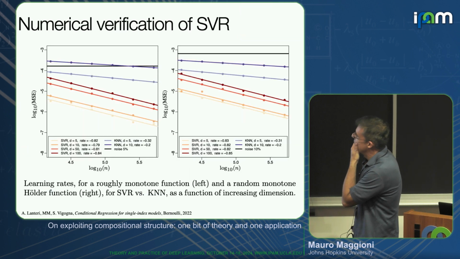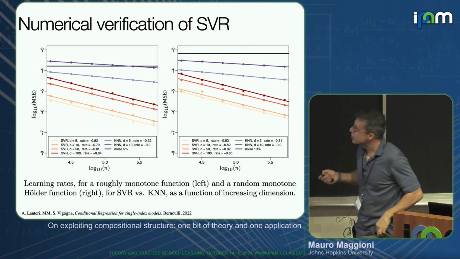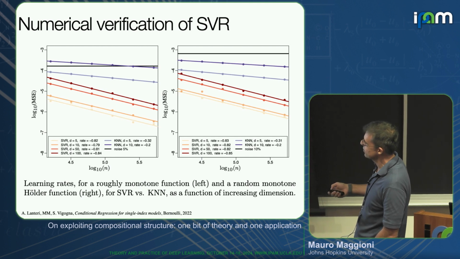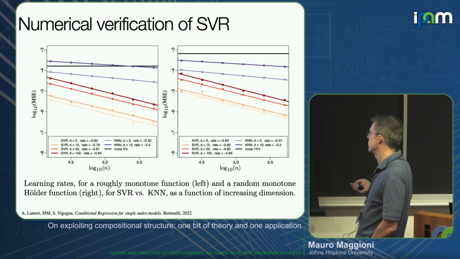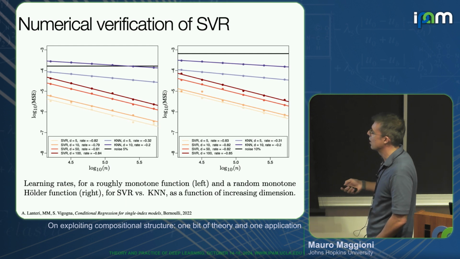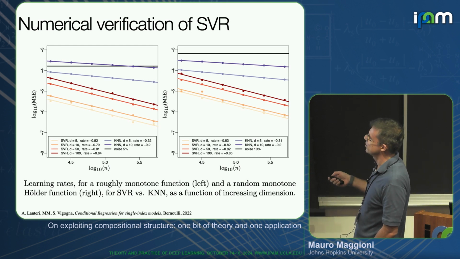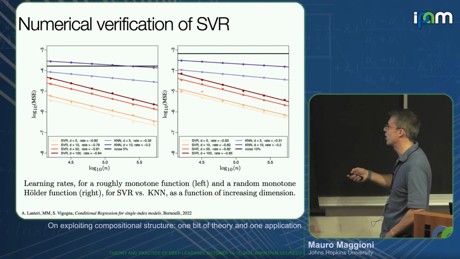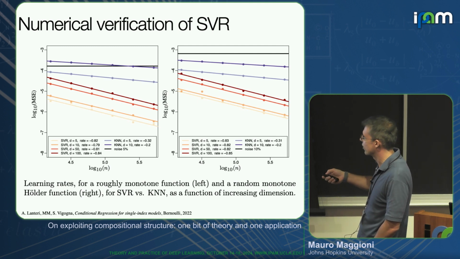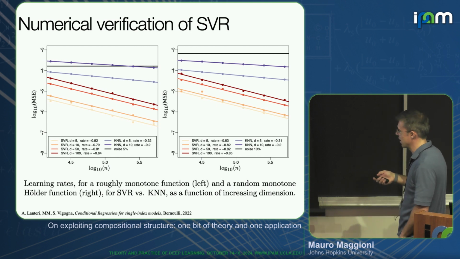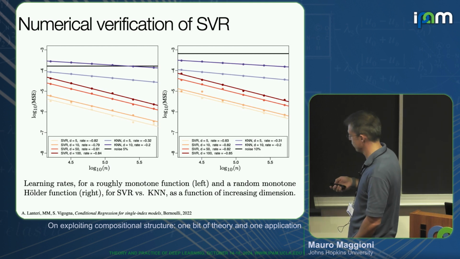All right. Okay, and of course we verify this numerically. So these are curves obtained by our algorithm as the dimension increases, say up to 100. The rate is always the same. This is done on a function that I am going to show in a moment. These lines are for a local method, KNN or local kernels. And this is for another function, which is a random monotone increasing Holder function.